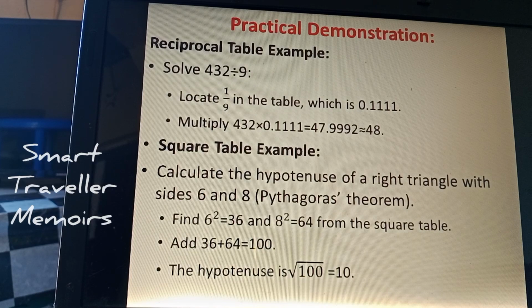For 432 divided by 9, from the reciprocal table locate 1 over 9. You get 0.1111. Multiply this by 432 and you get 48. For the square, calculate the hypotenuse of a right angle triangle with sides 6 and 8. Use Pythagoras theorem. 6 squared is 36, 8 squared is 64, from the square table. Then 36 plus 64 is 100, and the square root of 100 is 10, which is the hypotenuse.